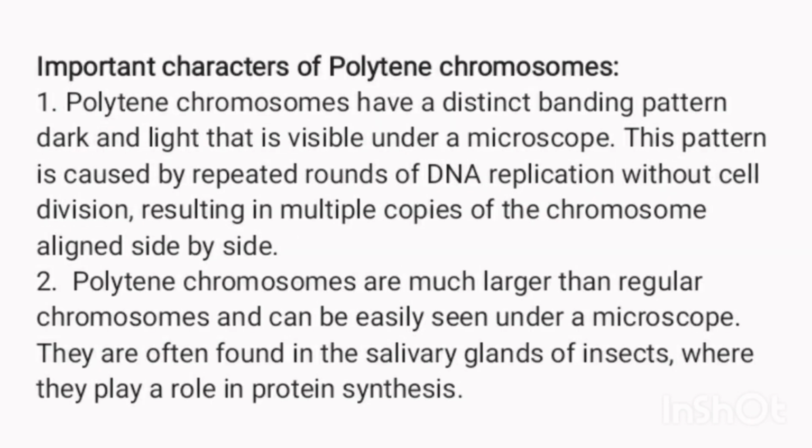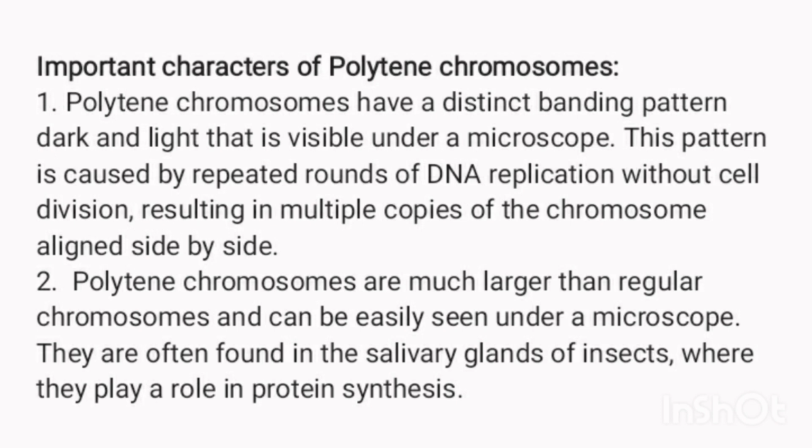Important characters of polytene chromosomes. 1. Polytene chromosomes have a distinct banding pattern, dark and light, that is visible under a microscope. This pattern is caused by repeated rounds of DNA replication without cell division, resulting in multiple copies of the chromosome aligned side by side.